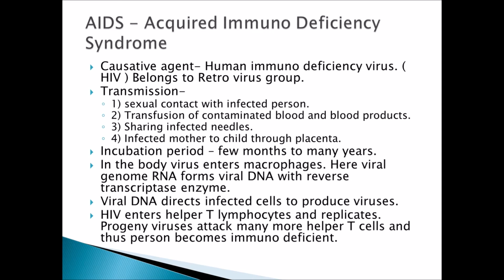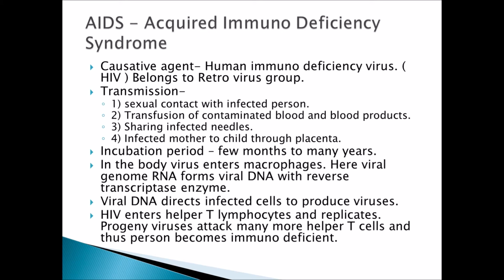AIDS is acquired immunodeficiency syndrome. Its causative agent is human immunodeficiency virus, which is abbreviated as HIV. This virus belongs to retrovirus group. This retrovirus group typically have RNA as the genome.